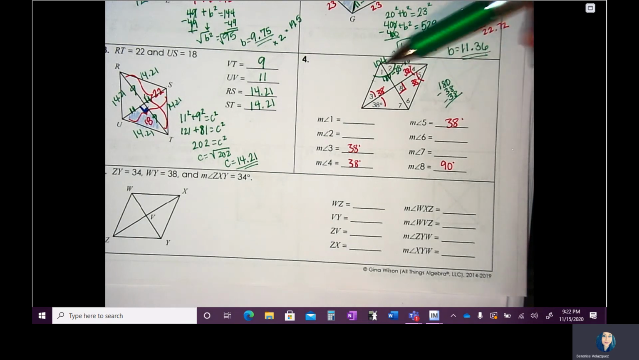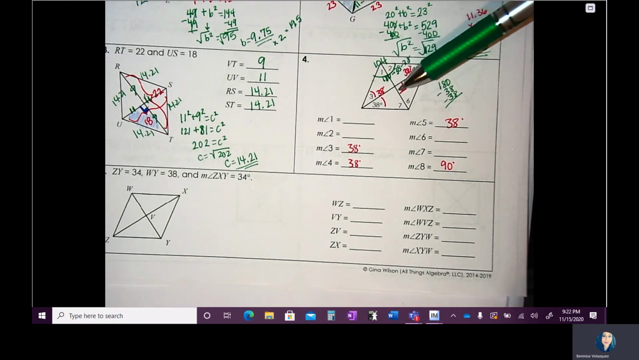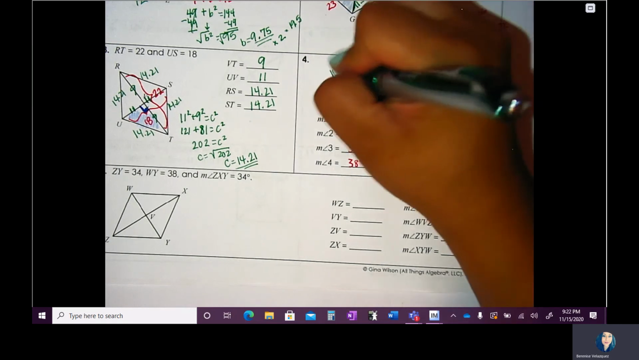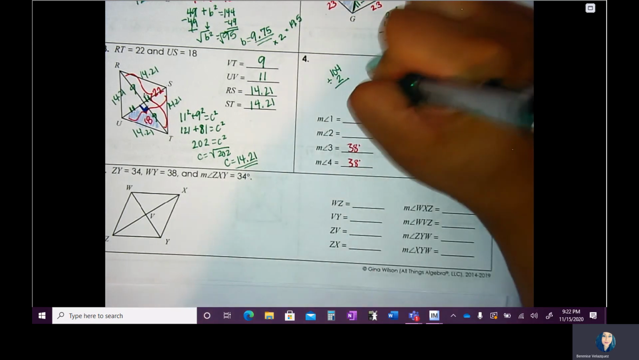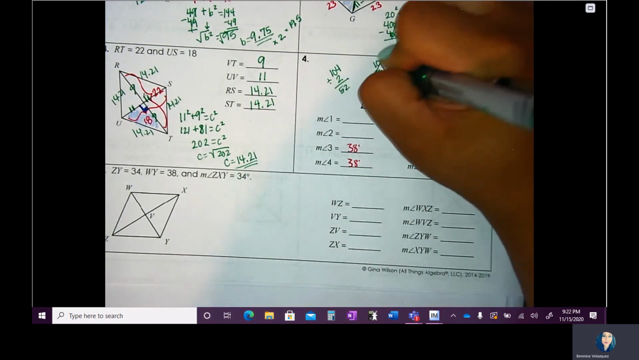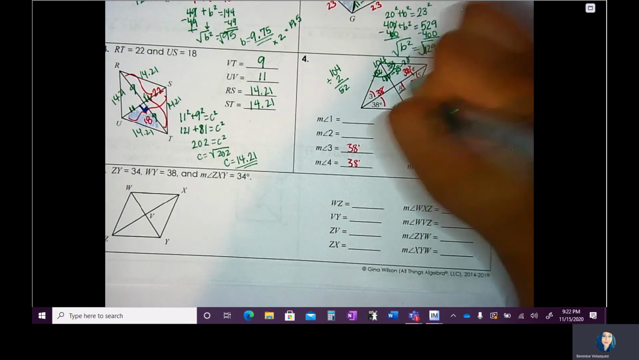Now, if I know that this is 104, even though they haven't given me one of them to subtract out, since this is a rhombus, and only because this is a rhombus, we can do the following. You're going to take your 104 and divide it by 2. The reason you do that is because the angles are split. We wrote that in number 3. Diagonals bisect opposite angles. So 104 divided by 2 is 52. So all of these are 52, 52, 52.